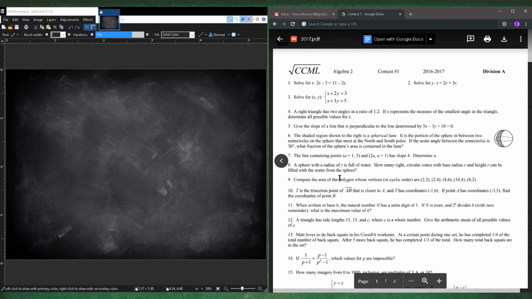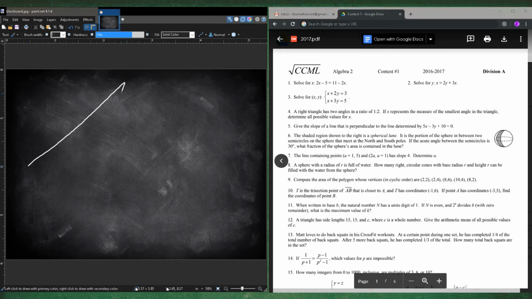Question 4. A right triangle has two angles of ratio 1 to 2. If x represents the measure of the largest angle in the triangle, determine all values of x. So let's draw a picture. Since it's a right triangle, one of the angles is already 90, and we have two angles here, x, y. So it says 1 to 2 ratio. So technically, 90 is the biggest, right? So you can't have the ratio like this, 2 to 1, because if this is greater than 90, then it's not going to be a triangle.